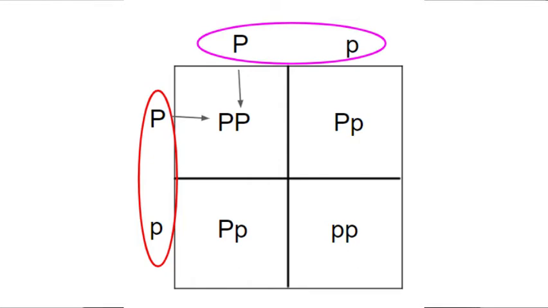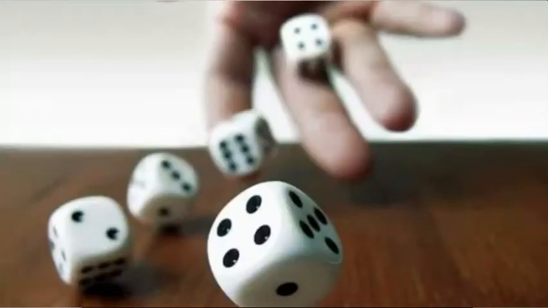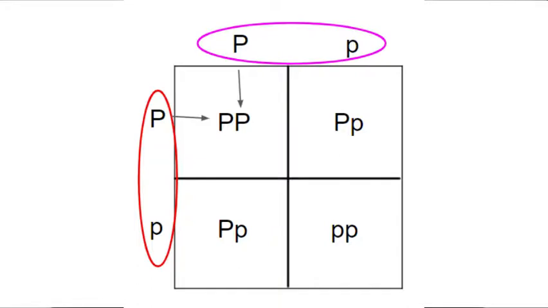Now, this doesn't mean that if these parents have 4 children together, that it will look exactly like this. This is all just like rolling a dice or flipping a coin. It's all based on random chance. So it's possible that these two parents could end up with 4 children that all have little p, that all have the recessive trait. But statistically speaking, there is a 25% chance, 1 out of 4, that they'll get a child who is homozygous dominant. There's a 25% chance, 1 out of 4, that they'll get a child who is homozygous recessive. And there is a 50% chance, 1 out of 2, that they will have a heterozygous child like they are.